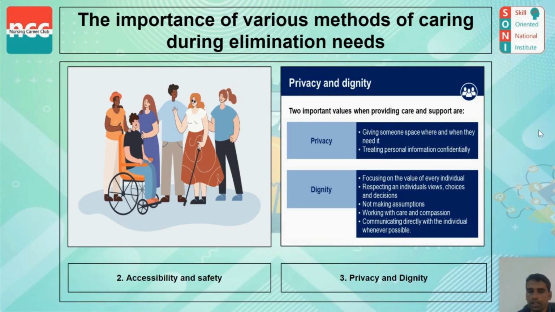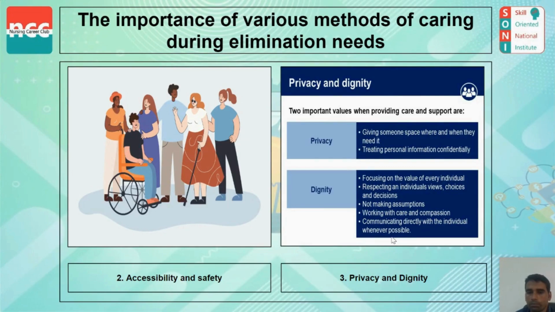Second one is accessibility and safety. We can help a patient to move from one place to another place. This is called accessibility and safety. Safety means if we are walking with a wheelchair, then we should use a belt, and if we are going from one place to another place, then we should be careful while walking.